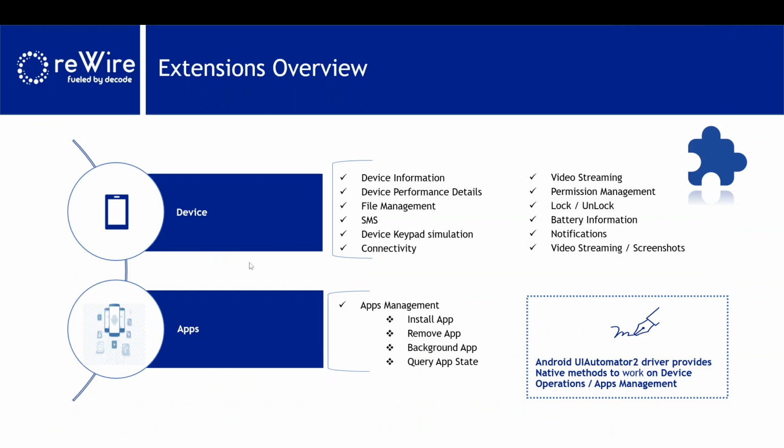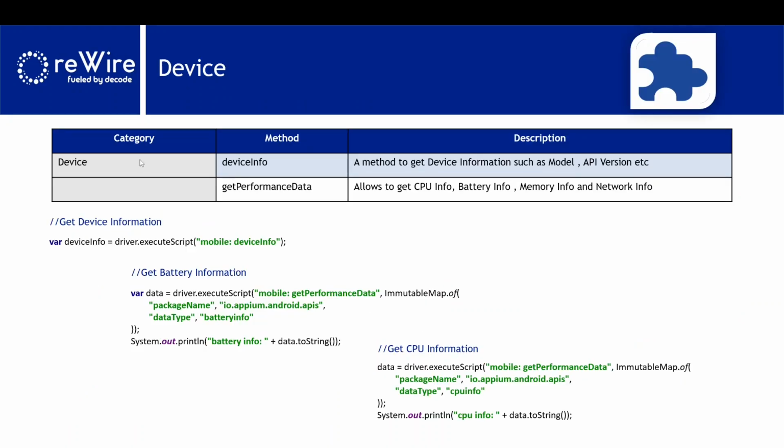So these are the two categories of different operations that we have here. This one is the device related, device information, get performance data that we have seen. In the device information, you have the device related information, and in the performance data, battery information, and we'll see the CPU information. So this information we can get. At the same time, memory information also we can get. So the performance data allows us to get CPU info, battery info, memory info, and network info.